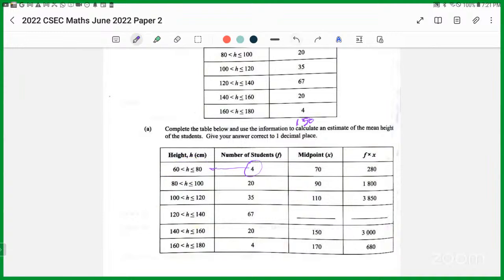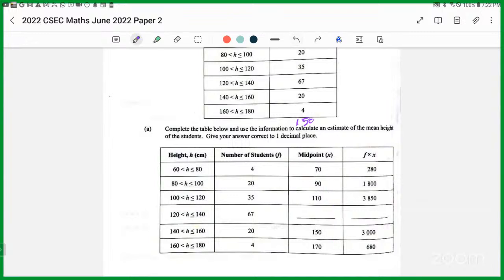All we know is that they measure between 60 and 80, inclusive of the 80, but not inclusive of the 60, greater than the 60. So what you do, you assume that all of them measure the midpoint height, all 4. That's the assumption that you make in order to estimate the height. So basically saying, since I don't know what they actually measure, I'm going to use the midpoint height of 70 for all of them, which is not true. Just an estimate. And you're doing the same thing for all the groups.